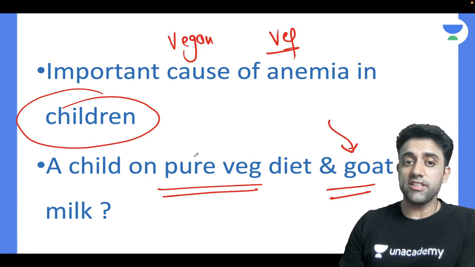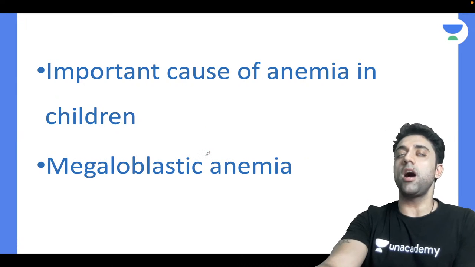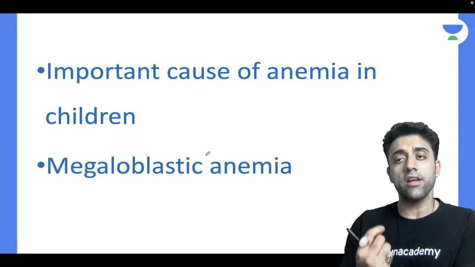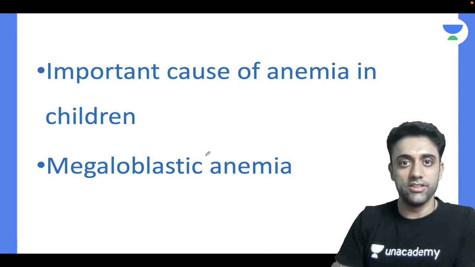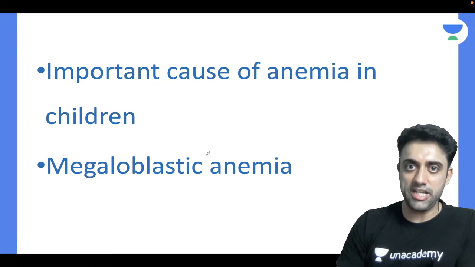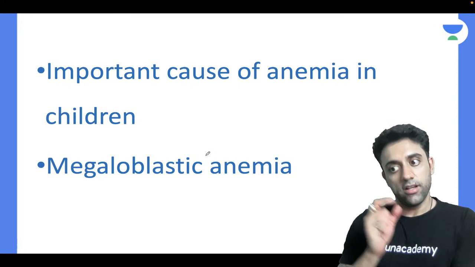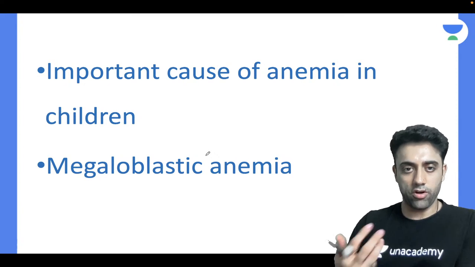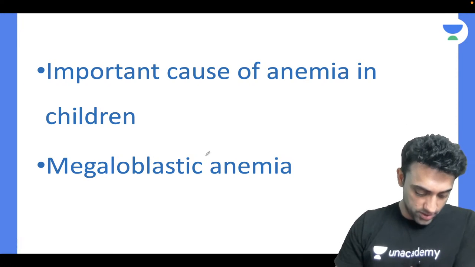So if a child is a pure vegetarian, what should I rule out? You should rule out megaloblastic anemia. Megaloblastic anemia is basically seen in patients who are not taking animal products. Vitamin B12 is very low in vegetarian food. From milk products, animal products, you get vitamin B12. Yes, exactly, beautiful.